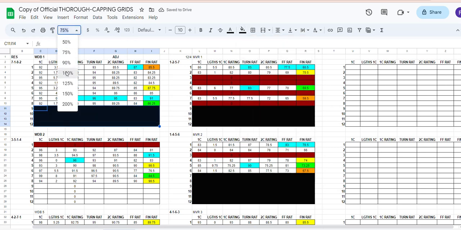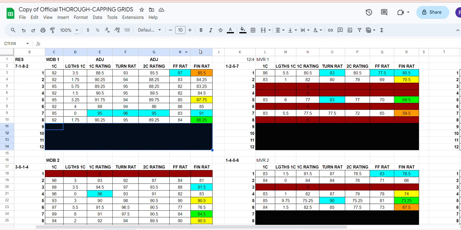And I'm not going to call it anything right now, because, the whole saying goes, what's in a name? I'm just going to let you know what's going on here. If you look at these columns right here, I have 1C, I have lengths 1C, I have a 1C rating, turn rating, 2C rating, final fraction rating, and this is a final or finish rating. So this is kind of like the TC rating right here. This is the overall.